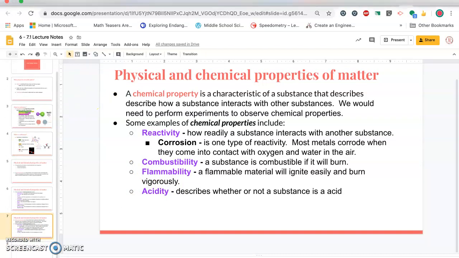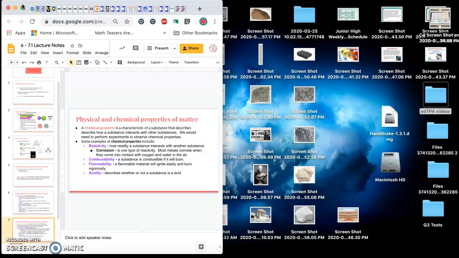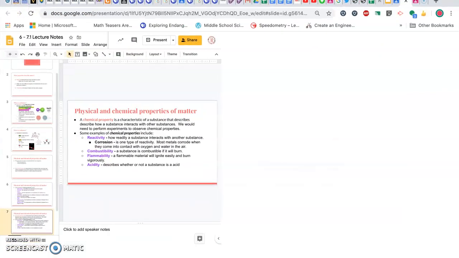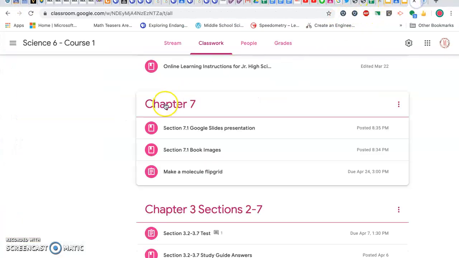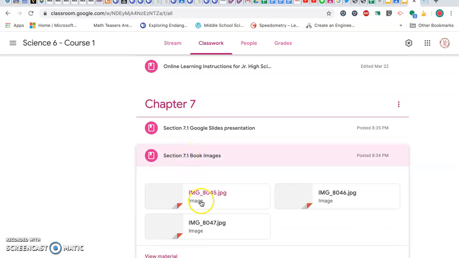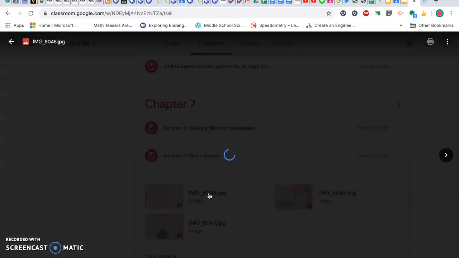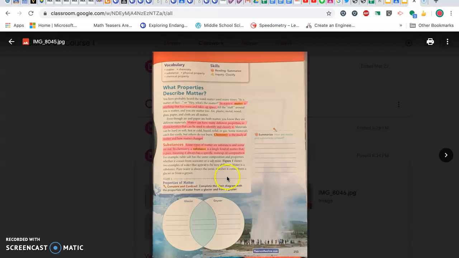All right, let me see where I'm at in the video. Okay, I've got a couple minutes. I just want to quickly look at your book pages. Remember, please make sure you're highlighting your book where I have it highlighted and filling in the activities.